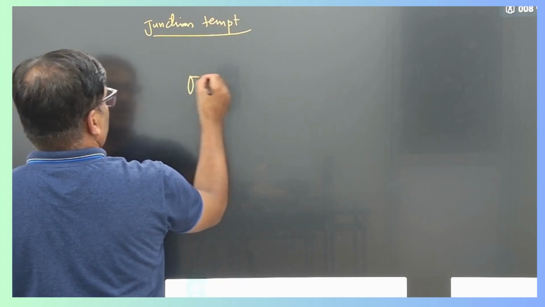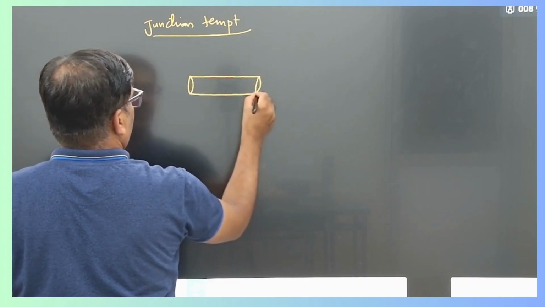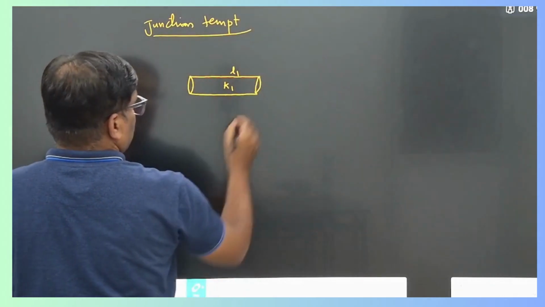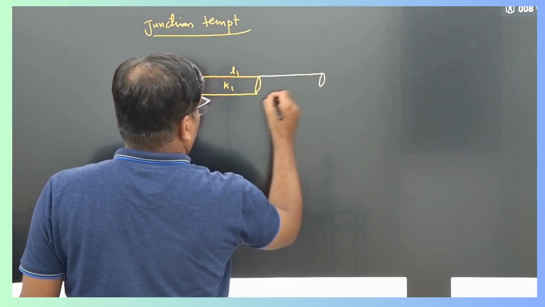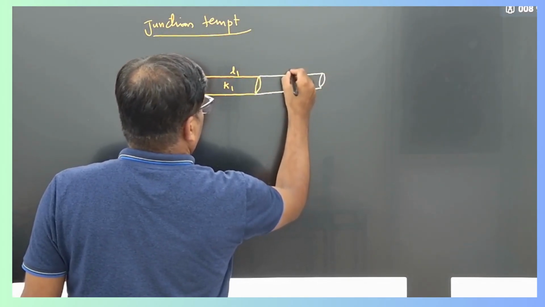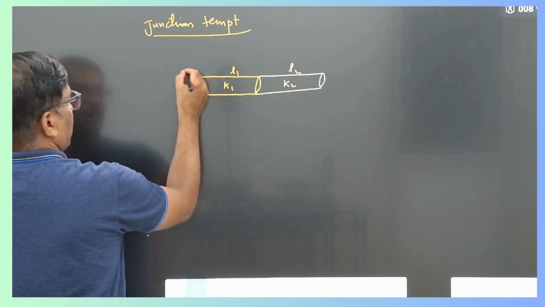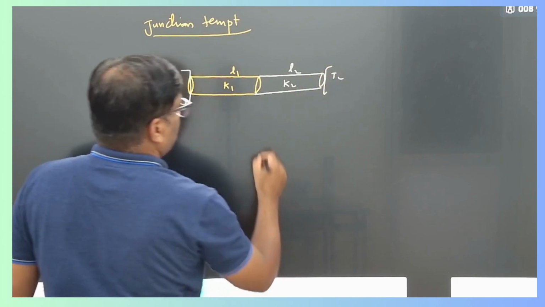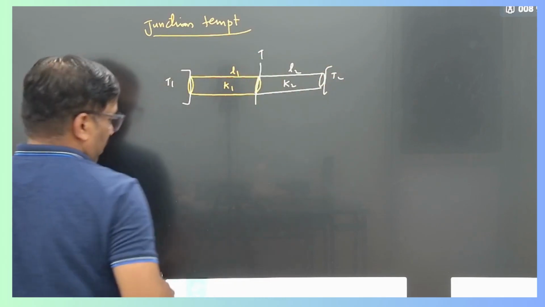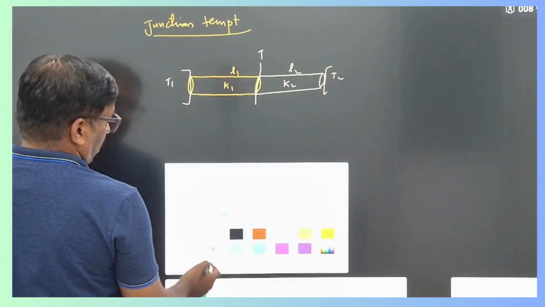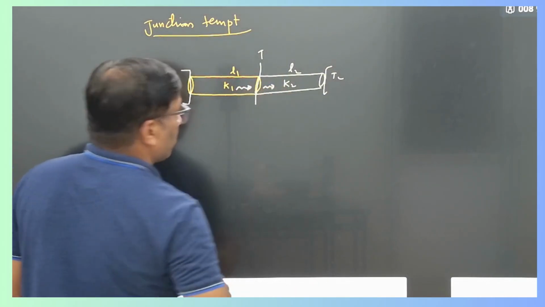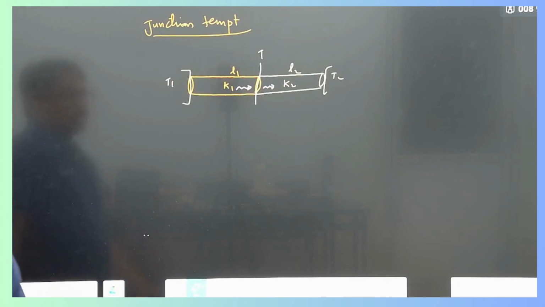Here the two rods are there. One is K1 into L1, and another rod is K2 into L2. Here the temperatures are T1 and T2, and the junction temperature is T. So what happens here? Whatever amount of heat is entering, that much heat will be leaving. Right?